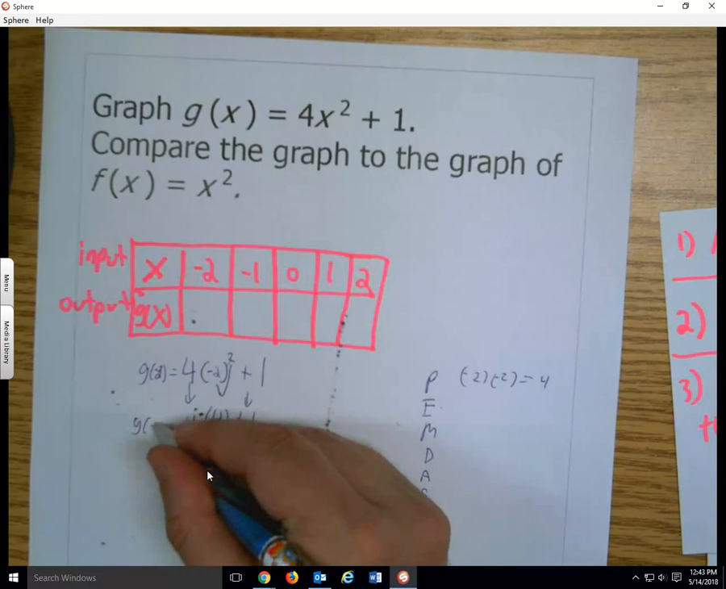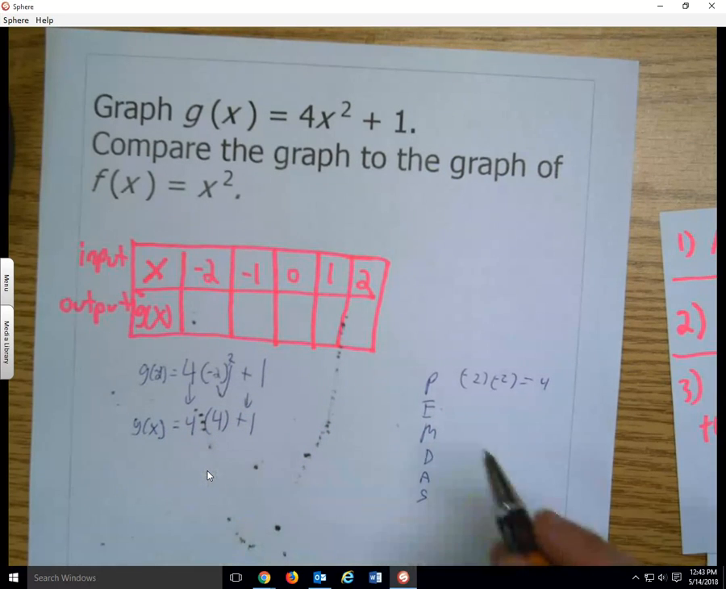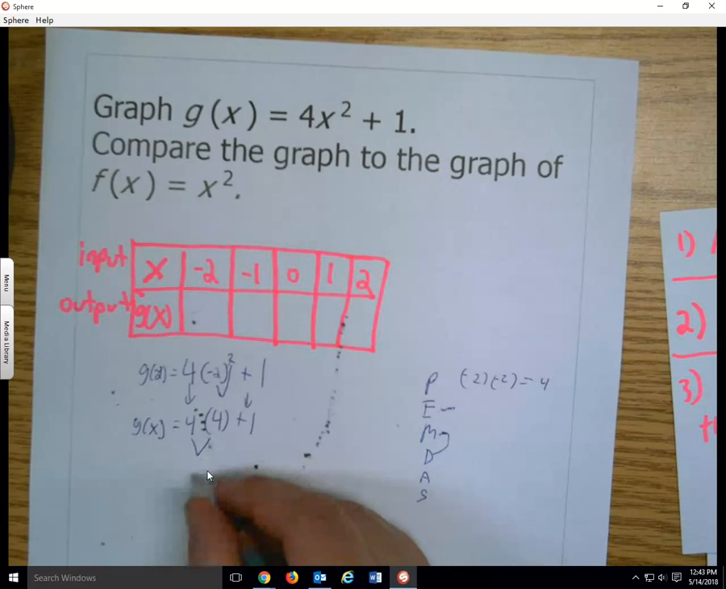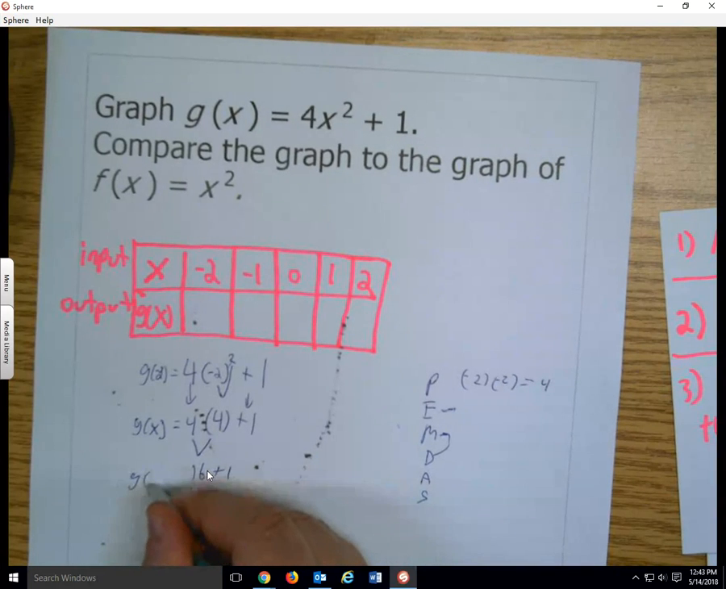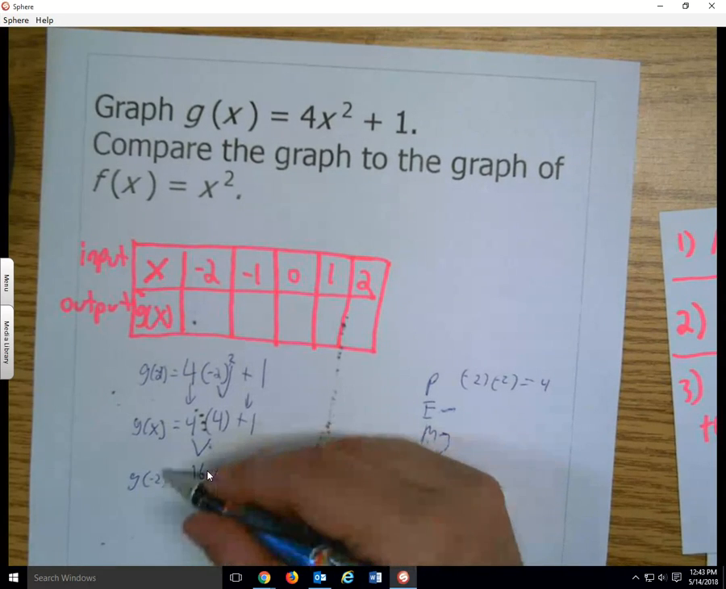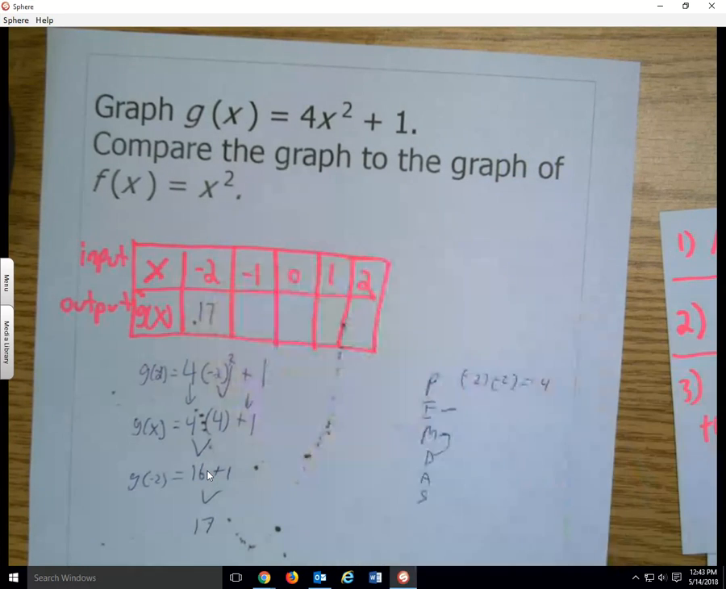So g of x, which was a 2. I should have written a 2 there, but that's okay. So what should I do next? Well, after you do exponents, you should multiply or divide. So I will multiply. 4 times 4 is 16. Bring down the plus 1. So g of negative 2 equals 16 plus 1, and 16 plus 1 is 17. So if I input a negative 2, my output will be 17.